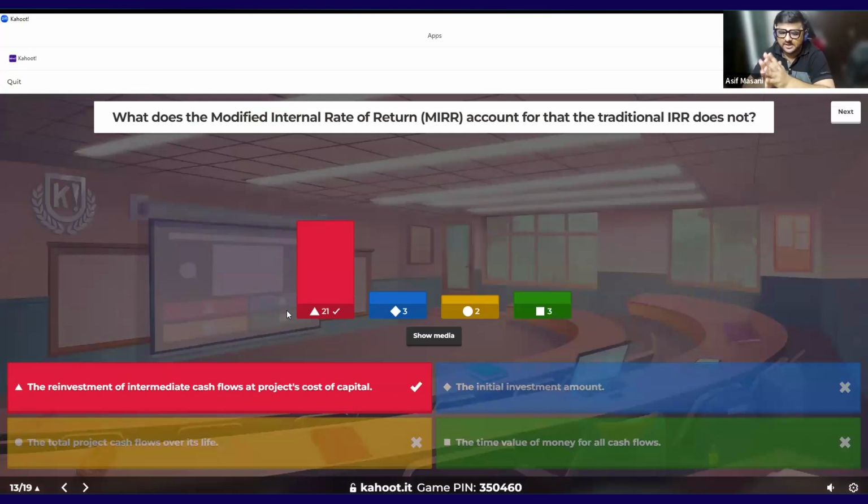MIRR, or the modified internal rate of return, suggests that any intermediate cash flows, or any cash flows that come in between the project, are reinvested at the project's cost of capital. So that is what the MIRR does over the traditional IRR. That's the benefit of using MIRR over the traditional IRR.